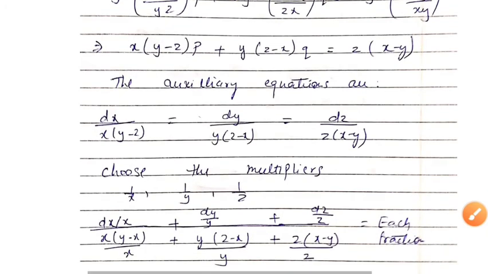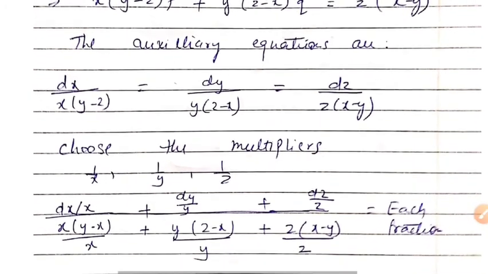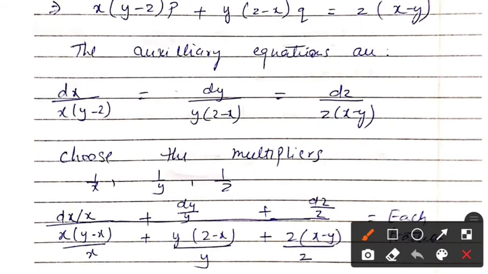Now, as done in previous examples, we will write the auxiliary equation. Our auxiliary equation is dx upon x into (y minus z), dy upon y into (z minus x), and dz upon z into (x minus y). Now we will choose the multipliers. See, in this example we need two solutions, right? So one thing can be done: if I remove this x, y and z and add the remaining terms, then you get the denominator as 0, as we have done in the previous example.